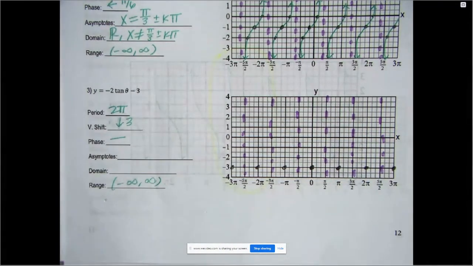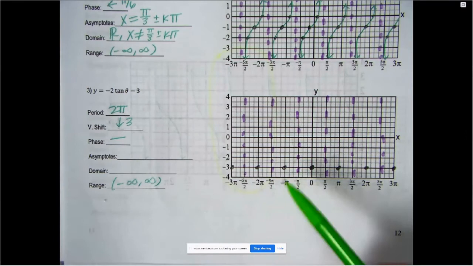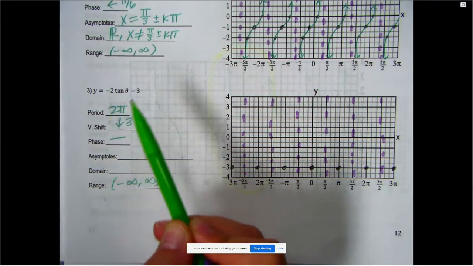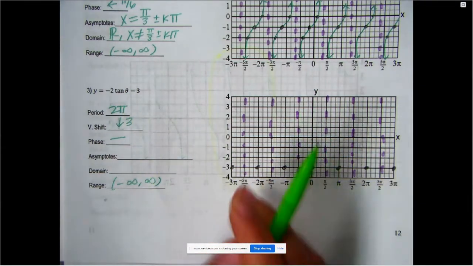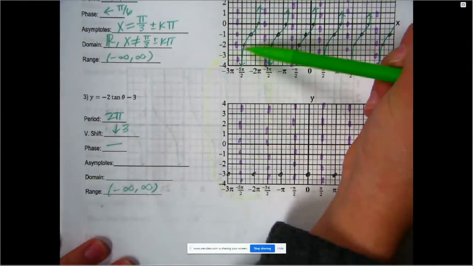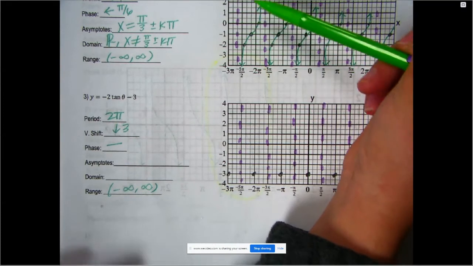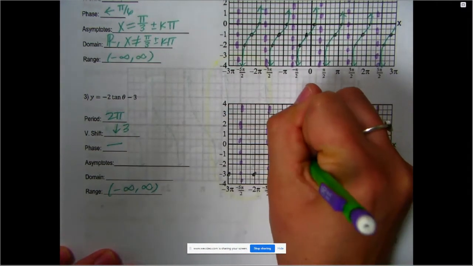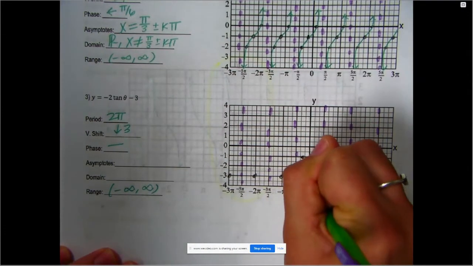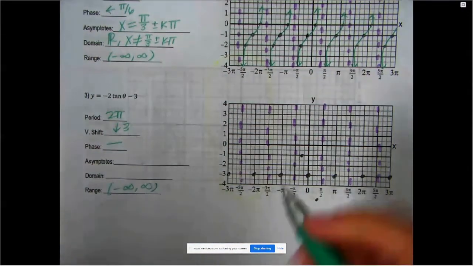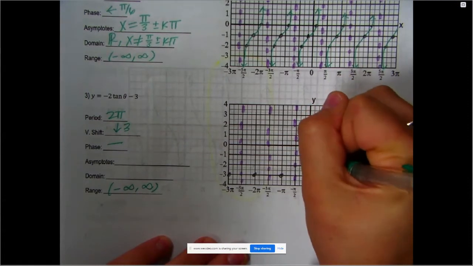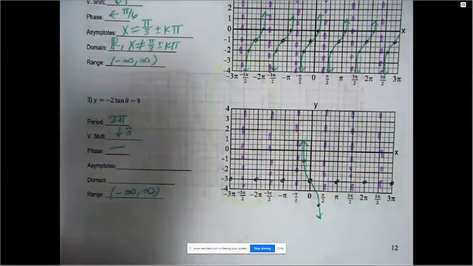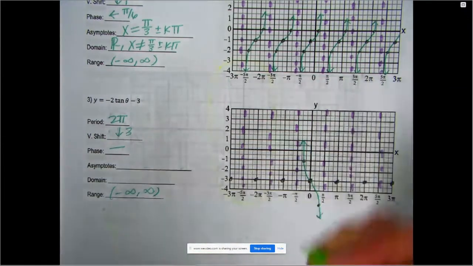Okay, so not only is the amplitude 2, so we go up 2 and down 2 on each side, but then there's also a negative, a reflection. So what's going to happen is, instead of tangent increasing like this, it's going to flip, and it's going to decrease. So I'm going to go up 2 on the left, and then down 2 on the right. So my graph is reflected. See the difference? Cute.